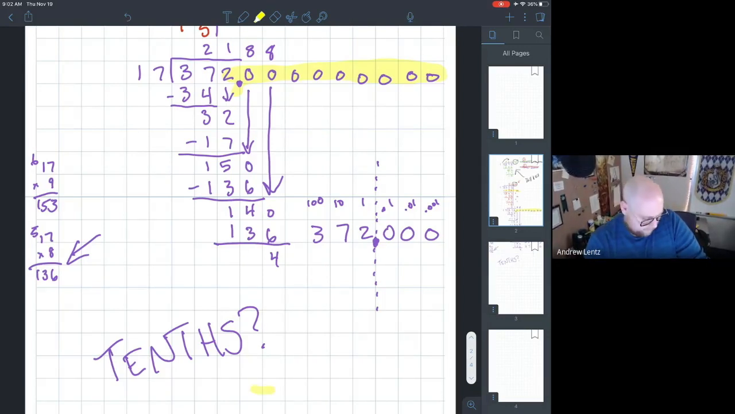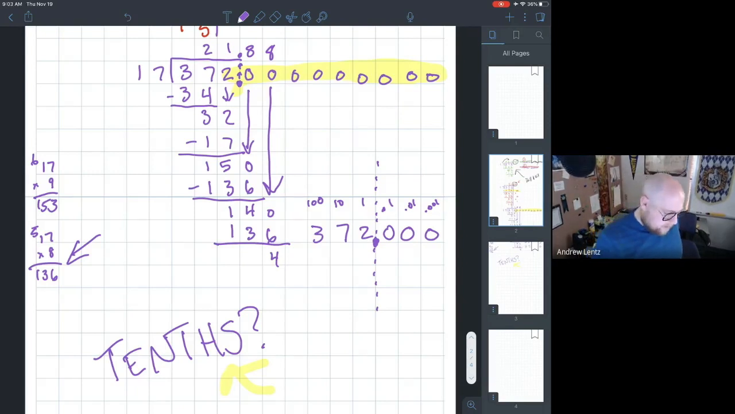Tenths. Last step is I need to put a decimal because 17 does not go into 372 2,188 times. Well, ladies and gentlemen, this is the super easy, and this is why I like you working on your paper turned sideways so you keep all of your numbers in a nice, neat row. The decimal literally just follows the line up.